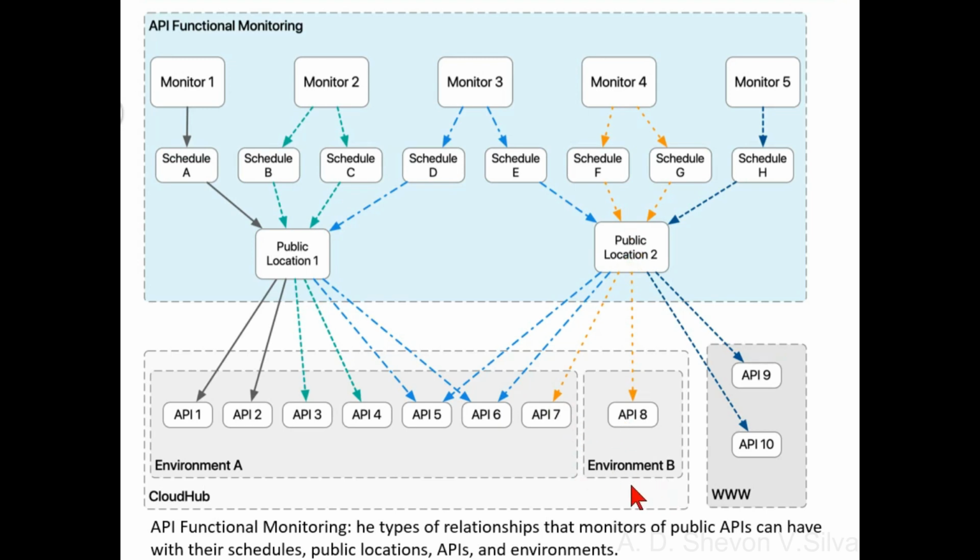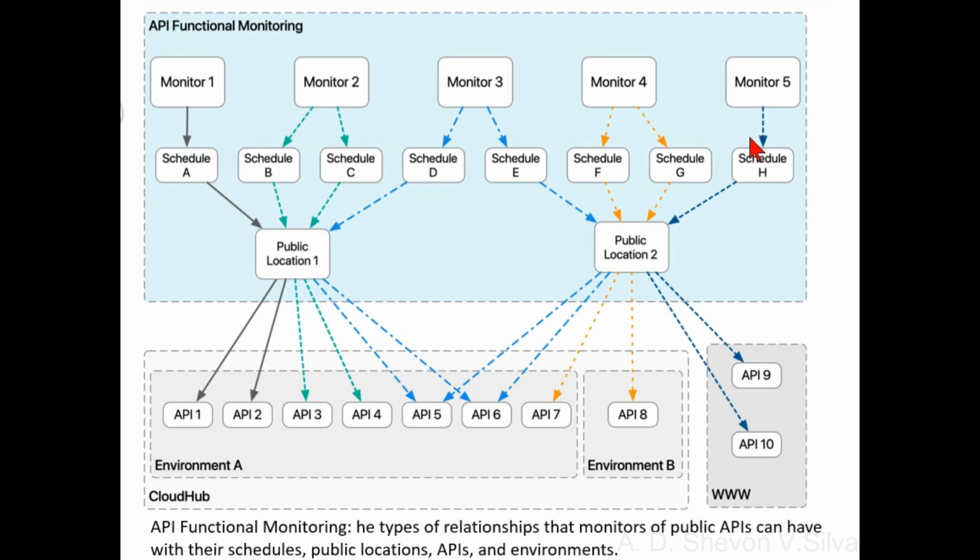One environment could be a test environment, and the other could be a production environment, where public API 7 and public API 8 are copies of the same API. Monitor 4 is written to test one or more endpoints in public API 7 and the same endpoints in public API 8, although it could also test endpoints in more public APIs.